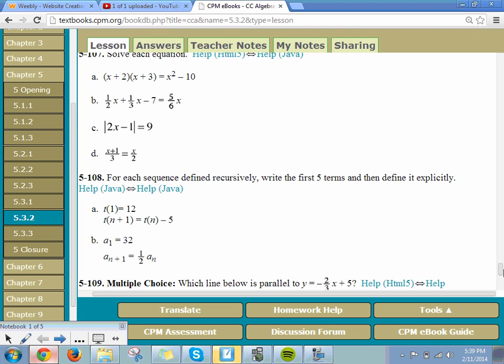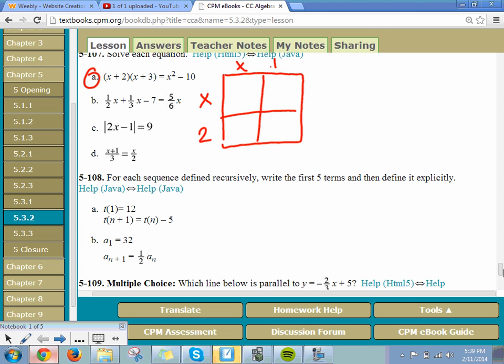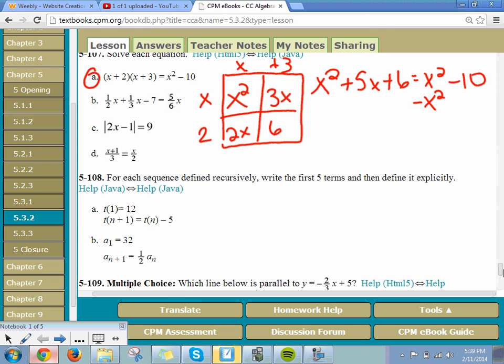107 asks us to solve each equation. So in this first one, in A, we're going to FOIL it out. So you might want to think about setting up your area squares. We've got x plus 2 and x plus 3. So we'll have x squared, 3x, 2x, and then a 6. And when we simplify, we have x squared plus 5x plus 6 is equal to x squared minus 10.